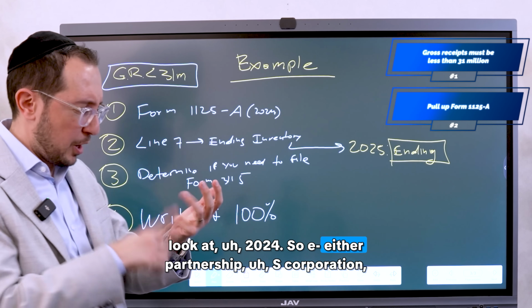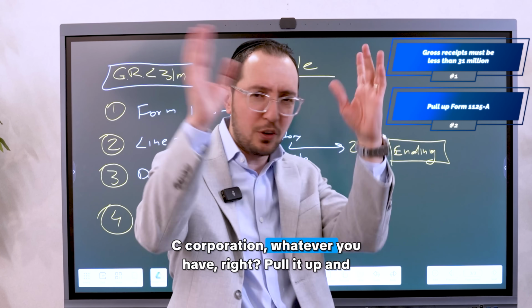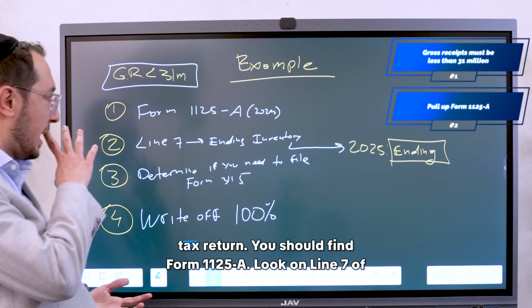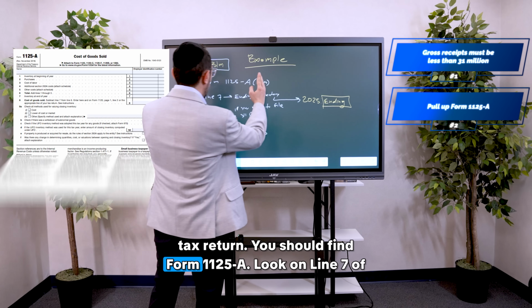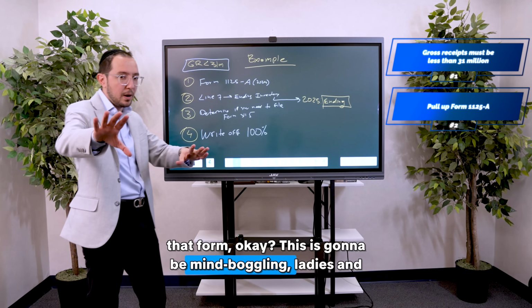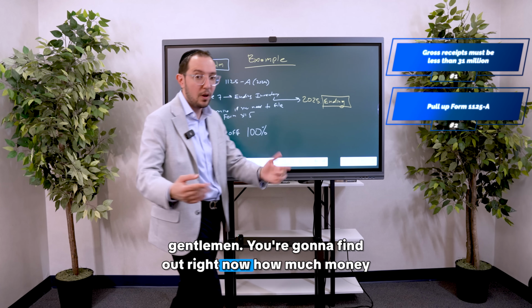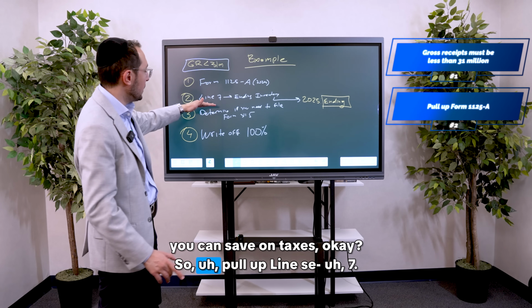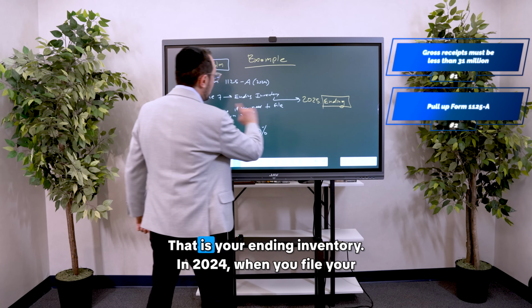So either partnership, S corporation, C corporation, whatever you have, right? Pull it up and look at page, I don't know, maybe 12, 13 of the business tax return. You should find Form 1125A. Look on line 7 of that form, okay? This is going to be mind-boggling, ladies and gentlemen. You're going to find out right now how much money you can save on taxes, okay? So, pull up line 7. That is your ending inventory.